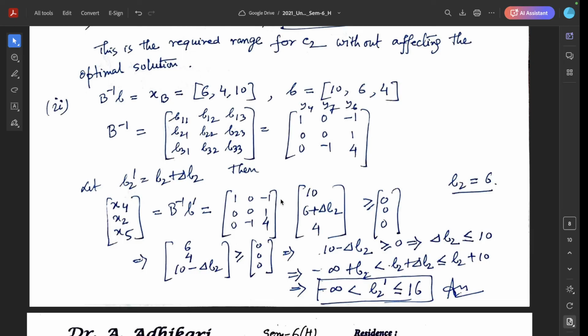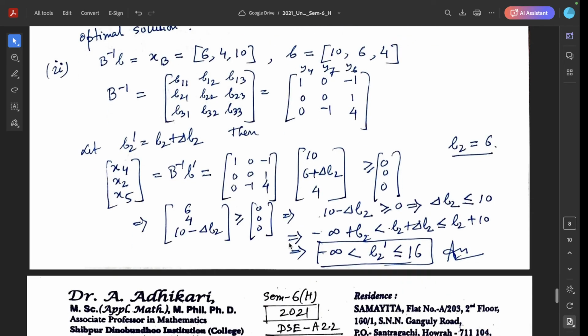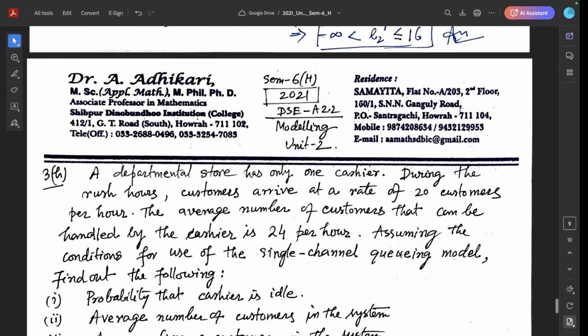B2 plus delta B2 is greater than or equal to 0. So multiplying these two matrices, we get this. Hence 10 minus delta B2 is greater than or equal to 0, or delta B2 is less than or equal to 10. So minus infinity less than delta B2 less than or equal to 10. Adding B2 on each side, we get minus infinity less than B2 dash less than or equal to 16. This is the required range for B2 dash.